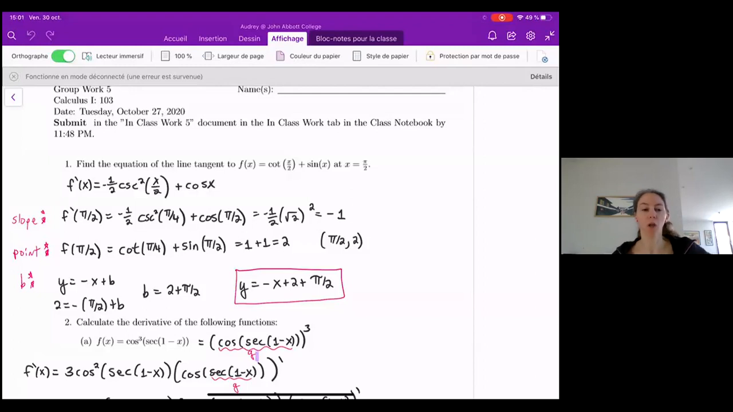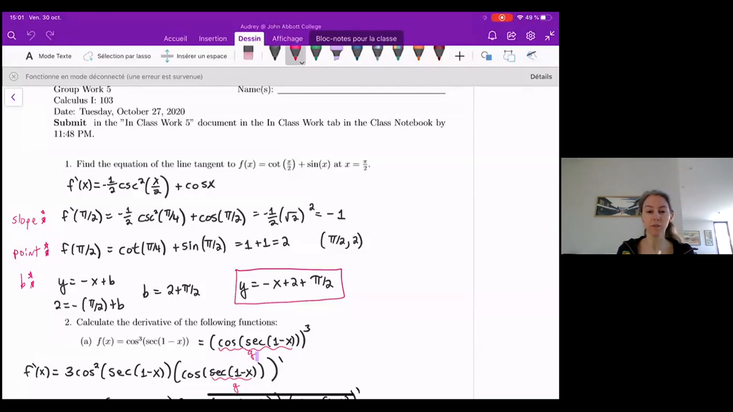So I actually already have all of the answers written down for us, but I'm going to talk through and just point out a couple things that people really have trouble with in terms of this stuff. So the first thing is we're doing the derivative of cotangent of x over 2 plus sine of x. This x over 2 right here, it's important to understand that this doesn't need a quotient rule or chain rule or anything like that.